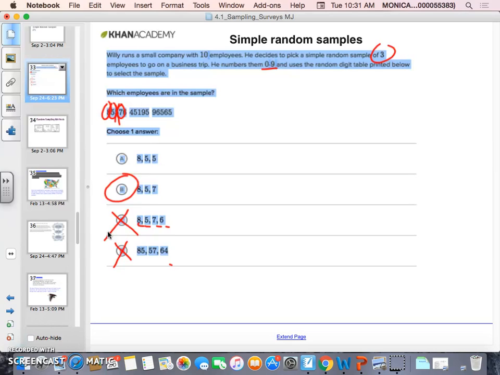So this is a great method. A simple random sample is a great method if you only have like 10 employees in your company. But what if you wanted to take 3 employees from Fulton High School or from the hospital across the street? There's so many employees that this might not be the best sampling method. So today we're going to learn other sampling methods for larger groups of people.